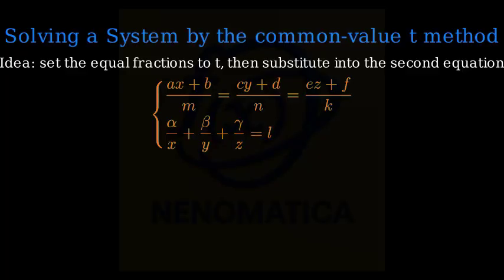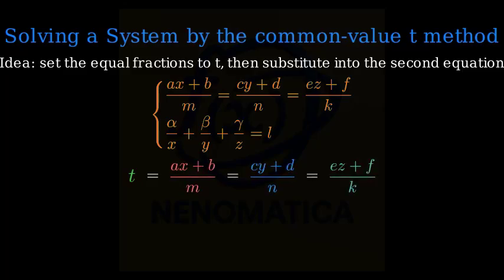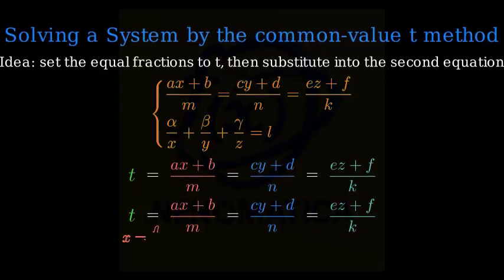The top line says three fractions are equal. The bottom line relates x, y, and z with alpha, beta, gamma, and L. Because these three expressions are equal, we call their common value t. We write t equals the first fraction equals the second equals the third. Now solve each equality for the variable inside.